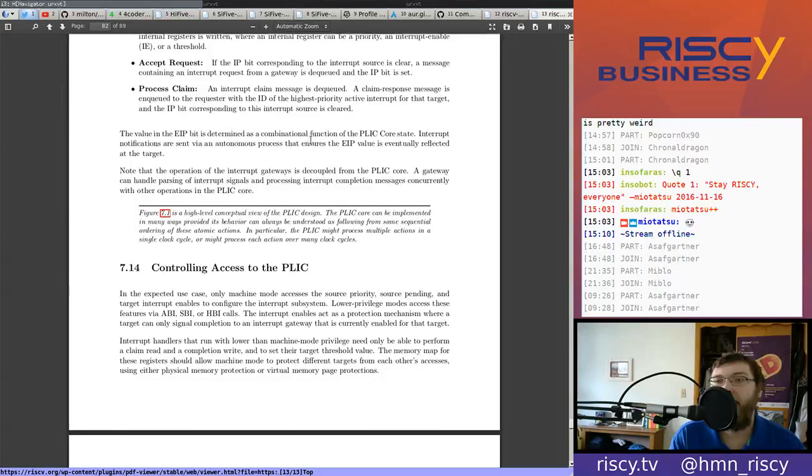The value in the EIP bit is determined as a combinational function of the PLIC core state. Interrupt notifications are sent via an autonomous process that ensures the EIP value is eventually reflected at the target. Note that the operation of the interrupt gateways is decoupled from the PLIC core. A gateway can handle parsing the interrupt signals and processing interrupt completion messages concurrently with other operations in the PLIC core. So figure 7.1 is a high-level conceptual view of the PLIC design. So that's the diagram that we saw earlier that showed like the logic. The PLIC core can be implemented in many ways, providing its behavior can always be understood as following from some sequential ordering of these atomic actions. In particular, the PLIC might process multiple actions in a single clock cycle, or might process each action over many clock cycles.